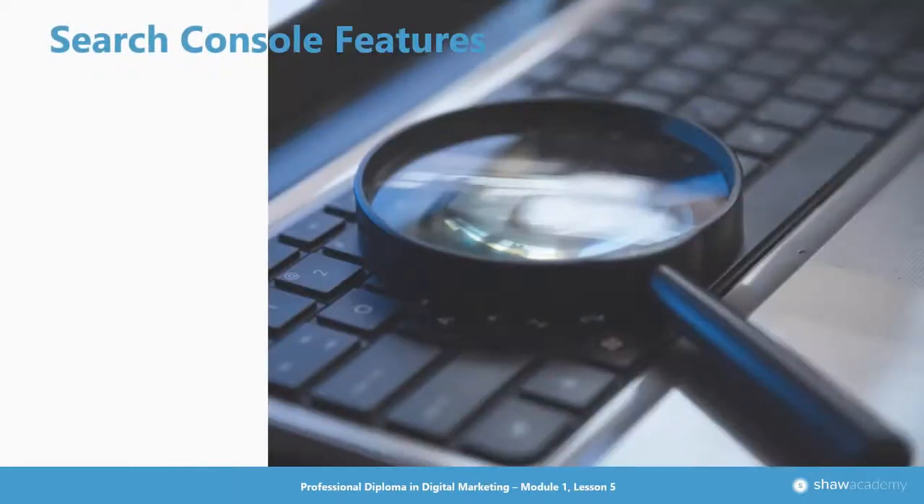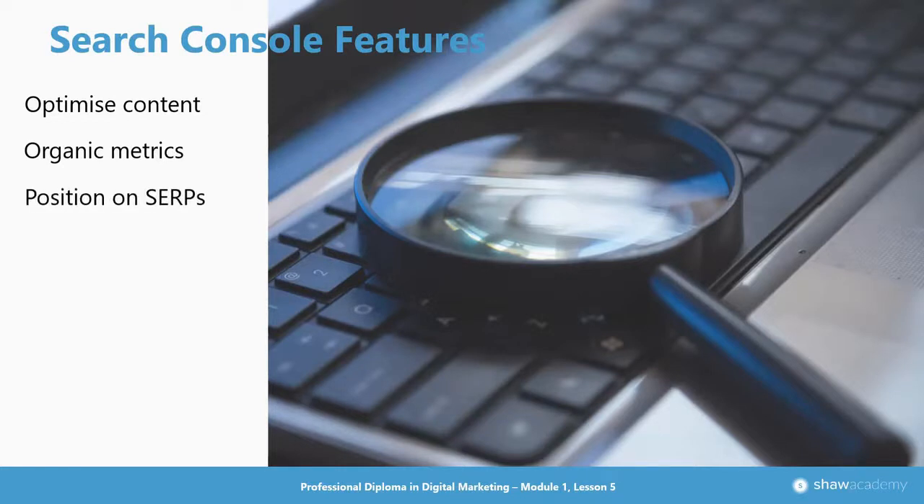I went through a few of these in the beginning, but here's a recap and some more features. Optimize content. So this is what I was talking about earlier, being able to see the queries that bring people to your site. You would then make sure that you include those keywords in future copy. Organic metrics, straightforward. You can view and analyze these. Likewise, position on search engine results pages, straightforward. You can see those within the search console.